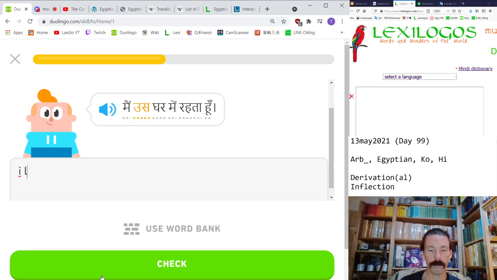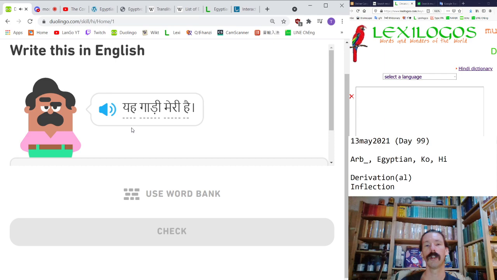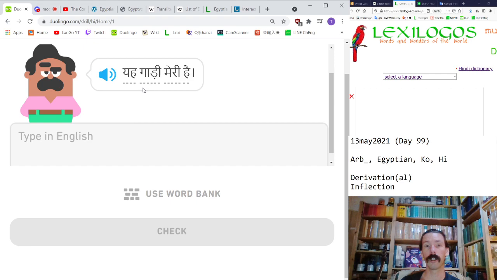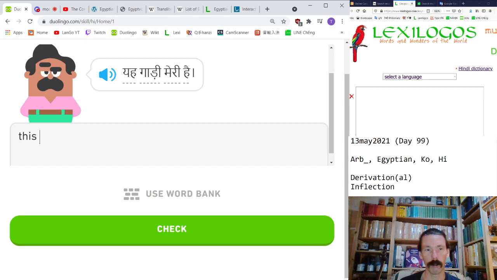Yah gaadi meri hai. Oh, it's a long e. That's noteworthy. The singular has long e at the end, but then for gaadiyan, short e with y. Meri hai. Yah gaadi meri hai. Kono kuruma wa watashi no desu. There's no wa, of course. There's no topic marker, but there is case marking in Hindi instead.